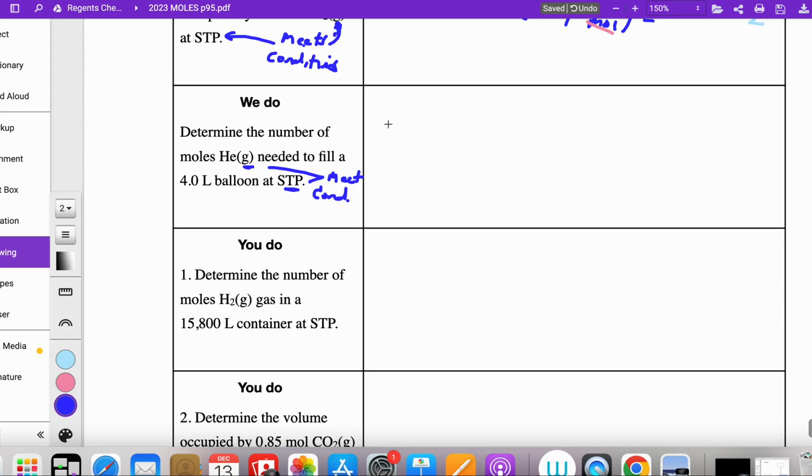So the math is pretty straightforward. So we have 4.0 liters of helium. And this time we're starting off in liters. We want to go to moles. We want to be able to cross off the liters. This is the molar volume relationship. 1 mole of any gas at STP occupies 22.4 liters. So this time in the calculator, it's 4.0 times 1, the product divided by 22.4.